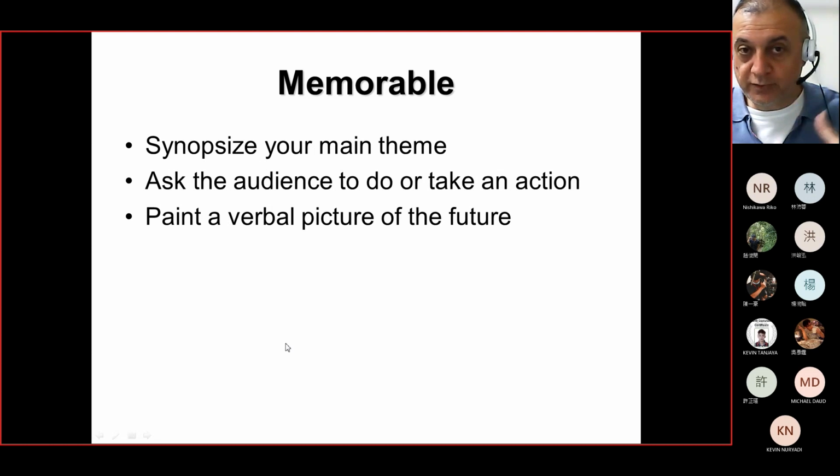If it's pictures you want to use, if it's some video clip, or if it's a quotation from someone, which, if you remember, in some of the presentations we did in the class, some of your classmates had a quotation as an ending. Anyway, you could also paint a sort of verbal picture of what's going to happen in the future, or what's the result of what you see happening.